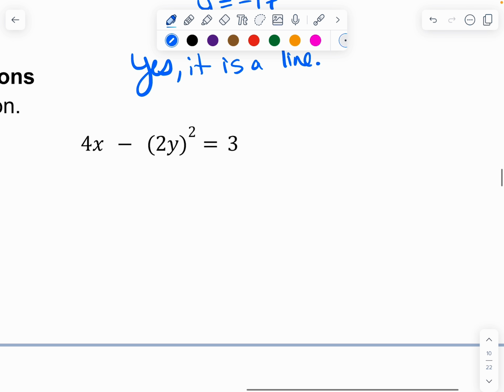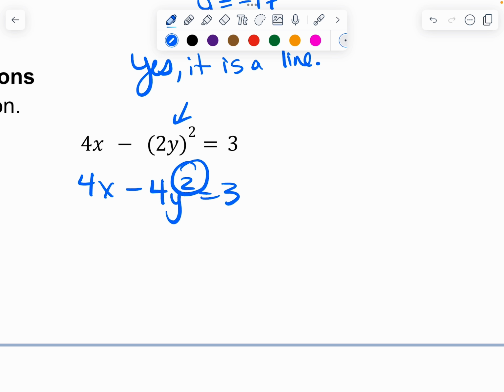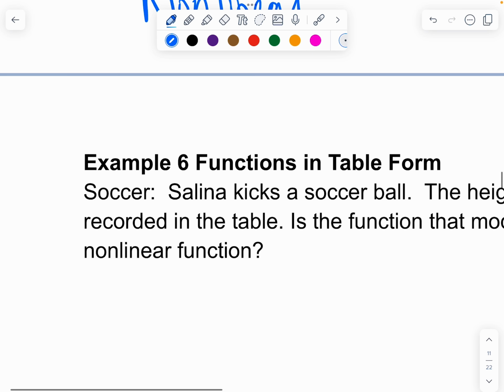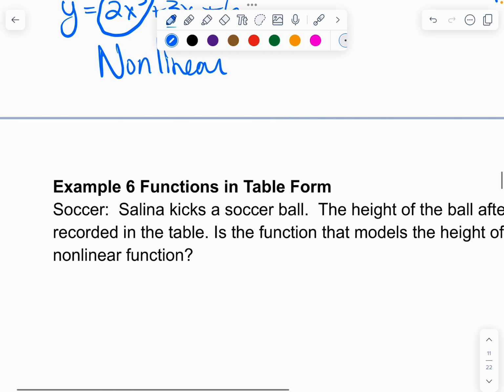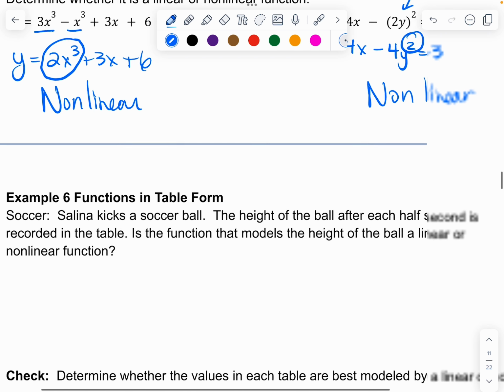Okay, this one over here. I need to, nope, that would be wrong. 4y squared equals 3. The minute that this becomes squared, this is non-linear.